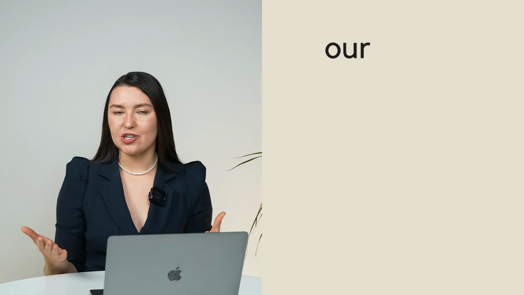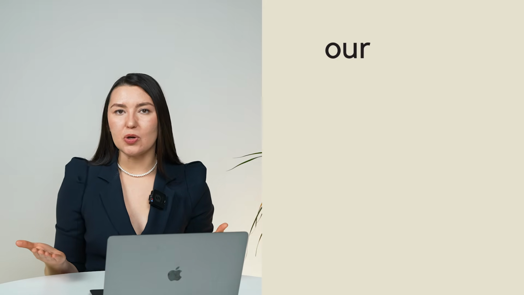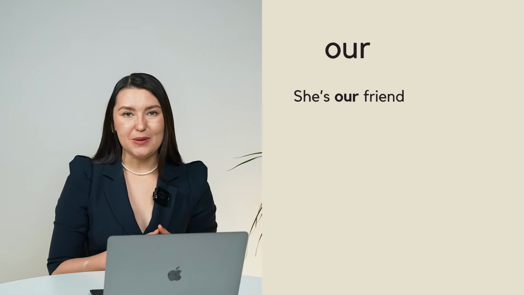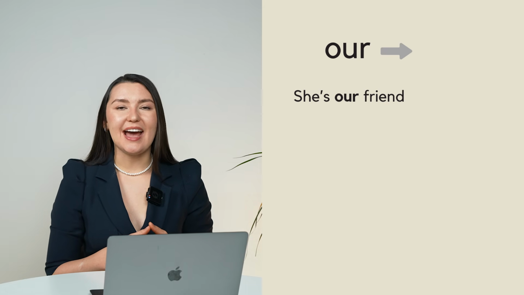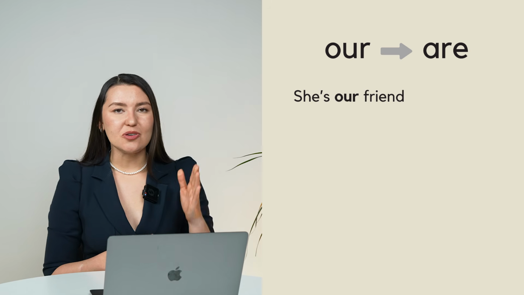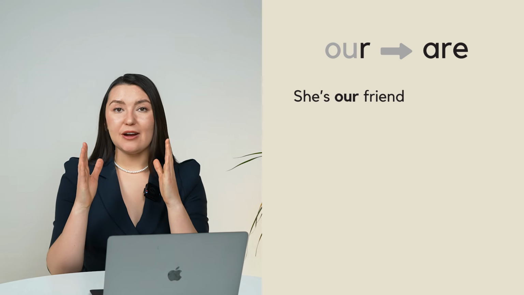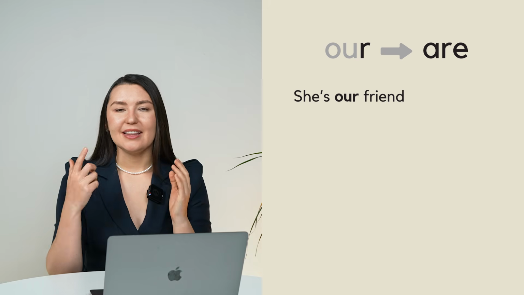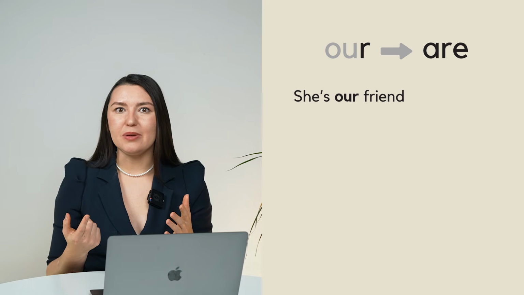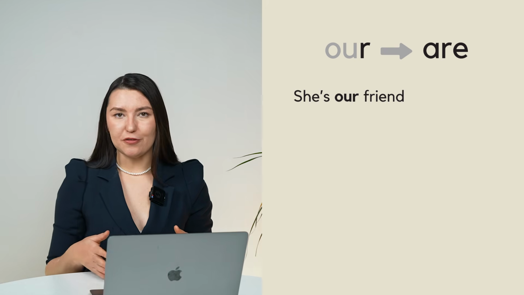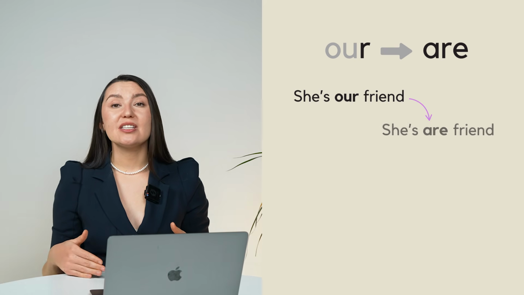Let's start with the word hour. If you look it up in the dictionary, this is the pronunciation you're going to find, hour. For example, she's our friend. But native speakers would pronounce it as R. So they would reduce the first two vowels and just pronounce the consonant R. That's why it sounds like the verb to be, are. So instead of saying she's our friend, they'd say she's our friend.